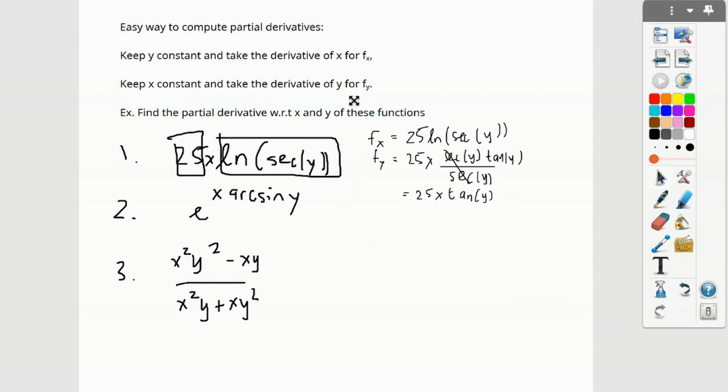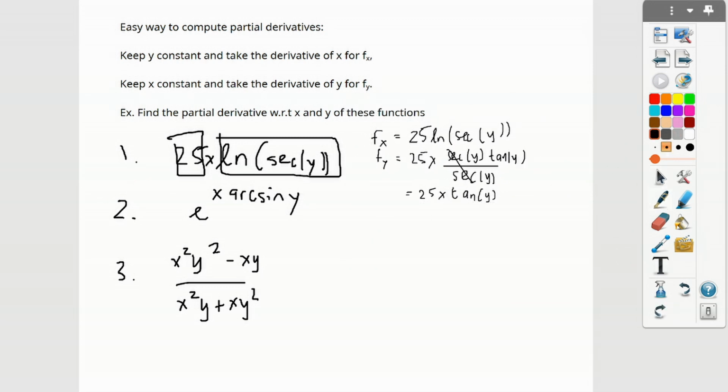It's a little bit tougher, but it should not be very hard. Next, what is the derivative of e to the x arc sine y? What is f sub x? Well, arc sine y is a constant, so you get the same thing as if you were to do e to the 4x. The derivative of e to the 4x is 4e to the 4x, right? So you take arc sine y out. So arc sine y times e to the x arc sine y. That's the answer.